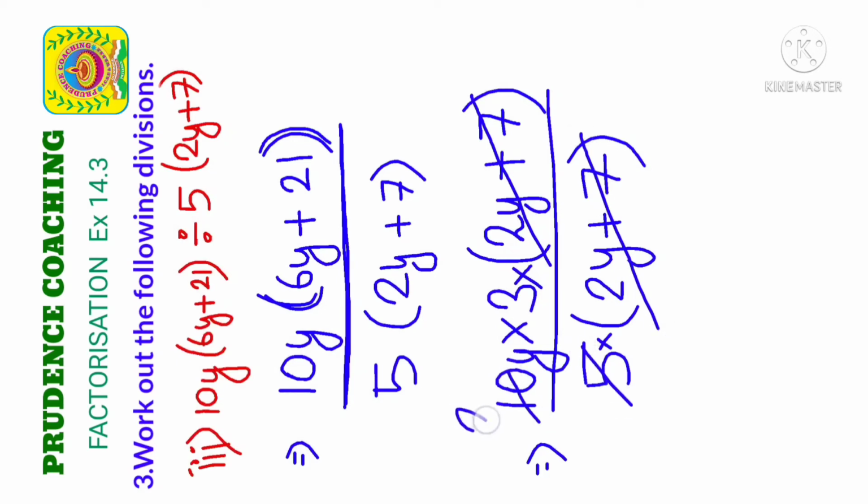Here 5 2s are 10, we can cancel it. So in the numerator you will be left with 2 into 3, that is 6 as the constant and y as the variable, divided by 1. So this is our final answer.